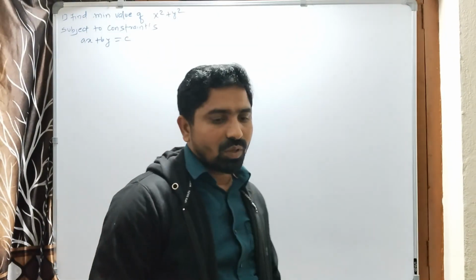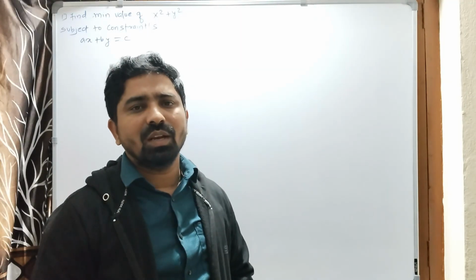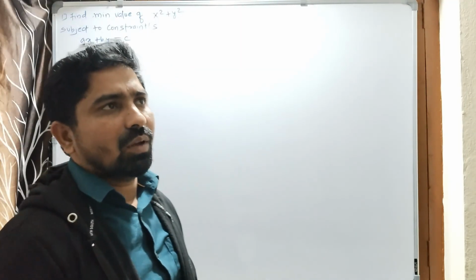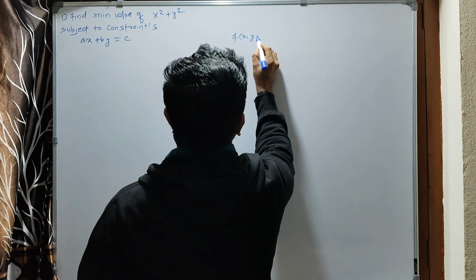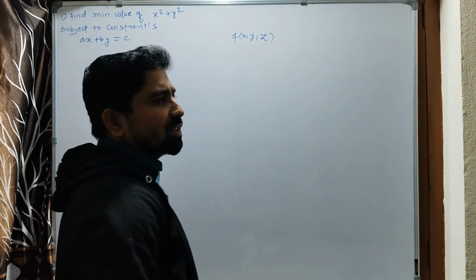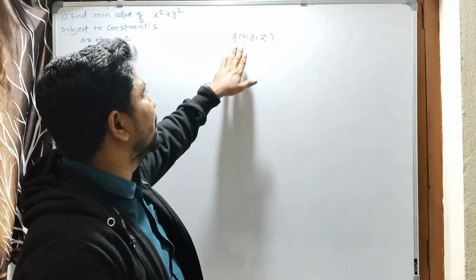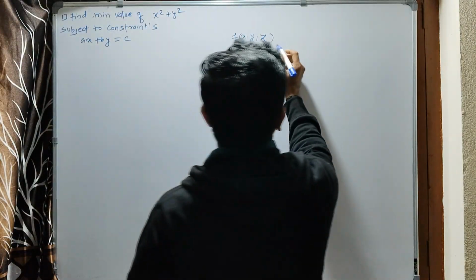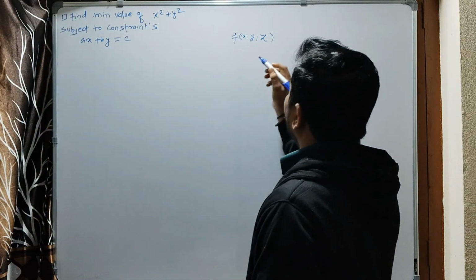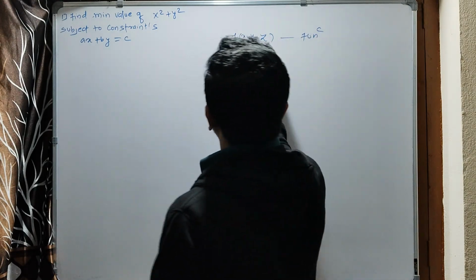Hi friends, in this video, we are going to discuss maxima and minima of a function by using Lagrange's multiplier method. For example, let's say I have one function f of x, y, z. This is my function in three variables x, y, z, and these three variables are related by a relation.